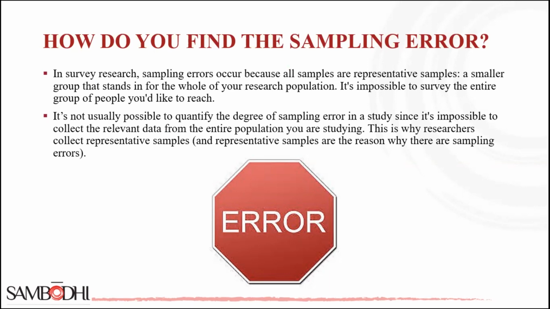So it is not usually possible to quantify the degree of sampling error in a study, since it is impossible to collect the relevant data from the entire population you are studying. This is why researchers collect representative samples, and representative samples are the reason why there are sampling errors. Since there is a fault in the data collection, the result obtained from the sampling becomes invalid.